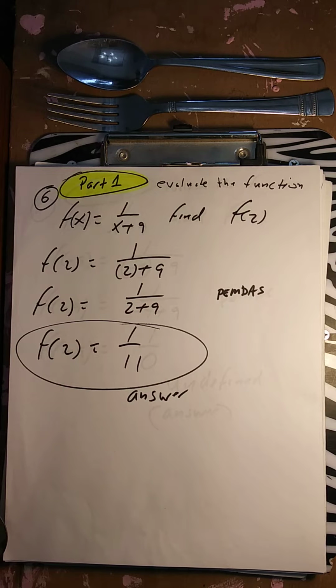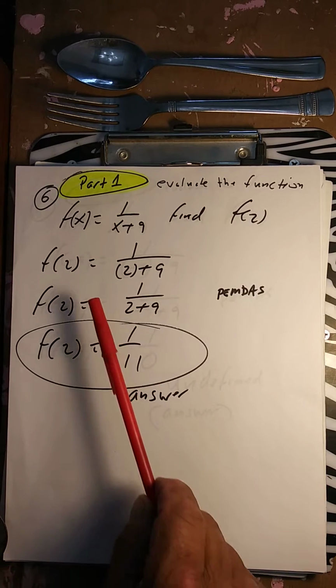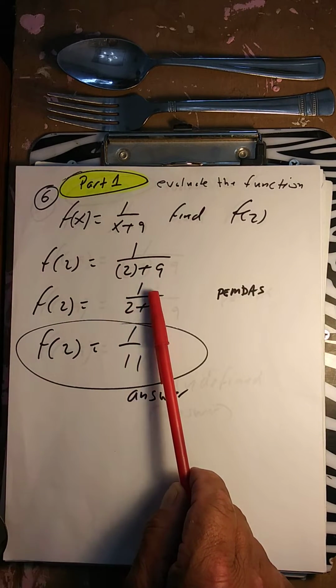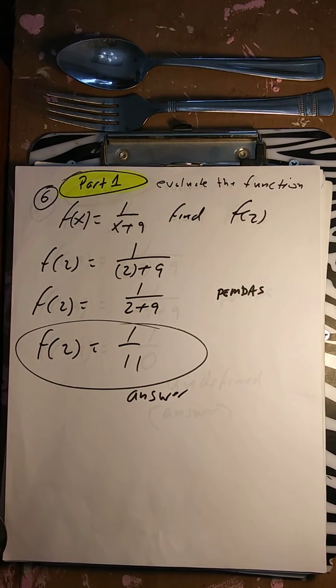This one. Evaluate the function. What happens when you find f of 2? Is that in the domain of it? Let's see if it works. Put 2 in there. That's going to give you 1 over 2 plus 9, 1 over 11. That's fine. That's in the domain. That works great.